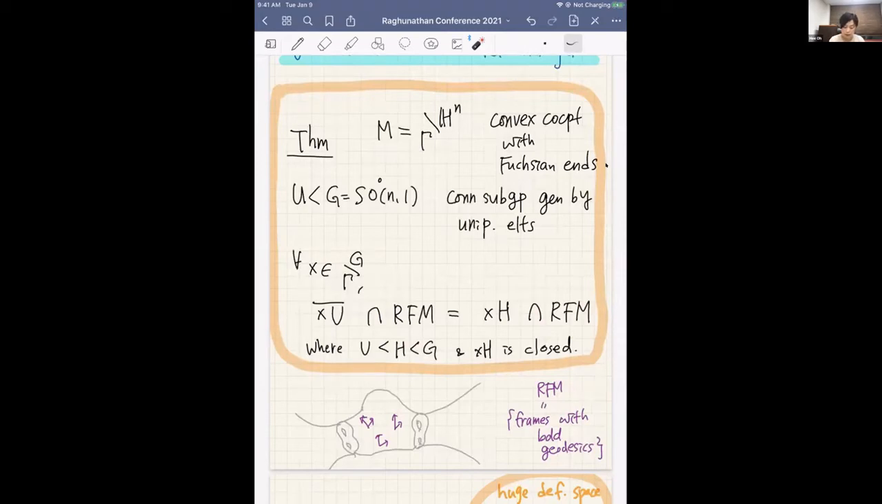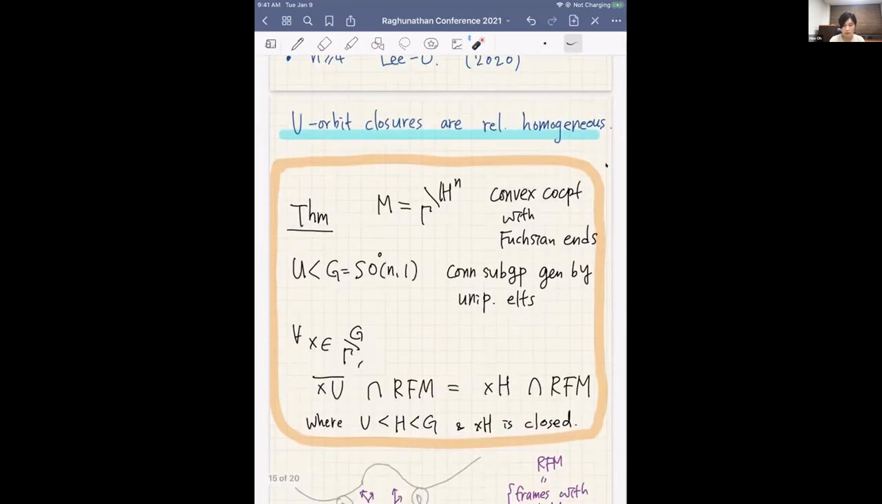But actually this intersection with RFM is harmless, because RFM is in fact short for renormalized frame bundle. This captures all the non-trivial dynamics of the hyperbolic manifold. So if one understands this intersection, then one understands everything. It's very easy to recover what the closure of XU has to be if one has this information. I didn't explain yet what RFM is, but modulo that, I hope this title makes sense.